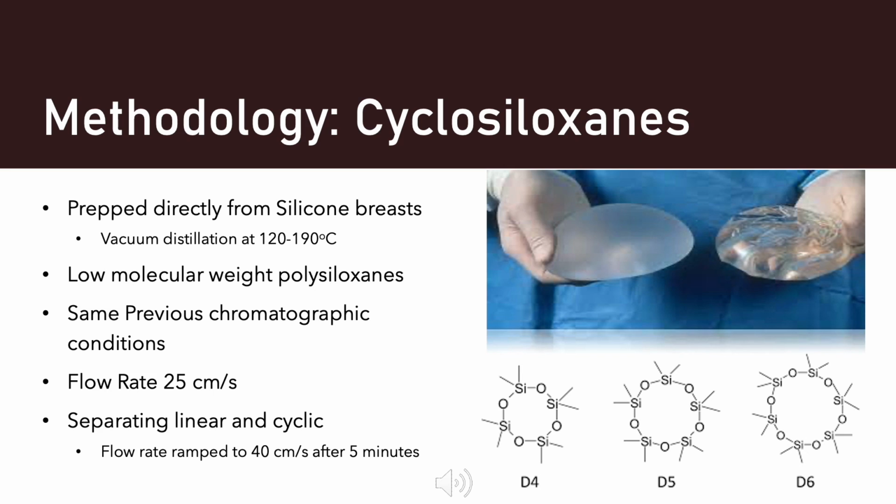If there was a difference, then they could see that in the presence of both linear and cyclic, that both could be determined. To the side, the pictures show an example of silicone and saline breast implants, along with 3 examples of cyclosiloxanes that are found in PDMS.